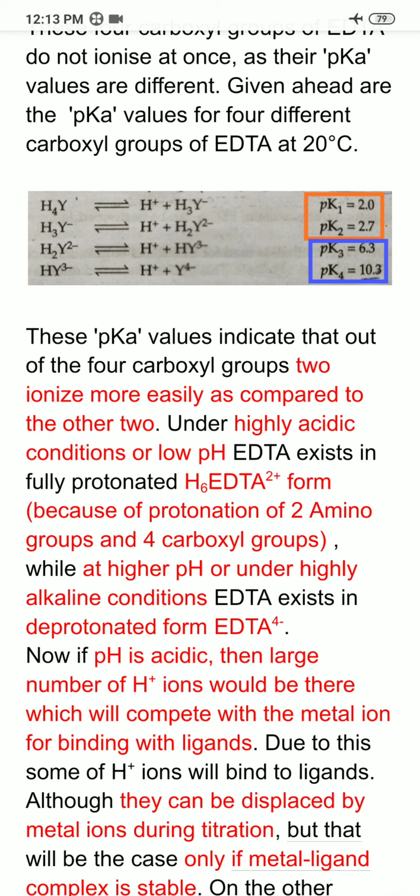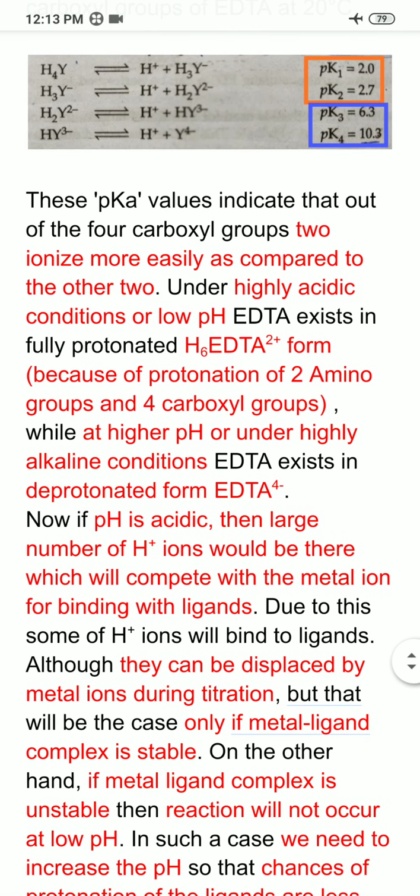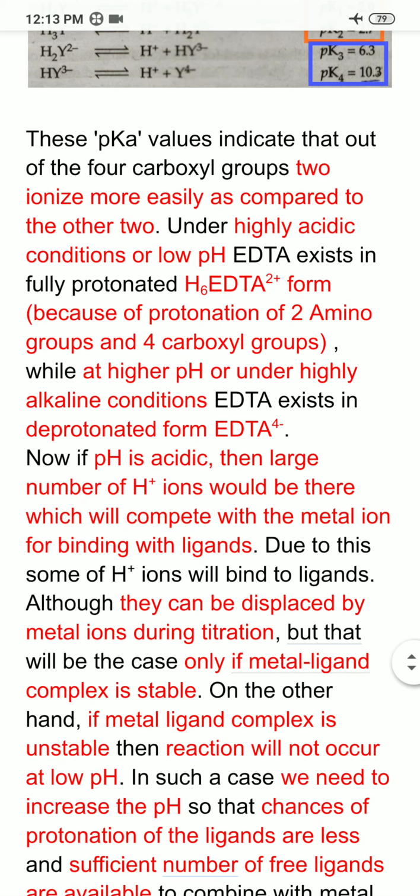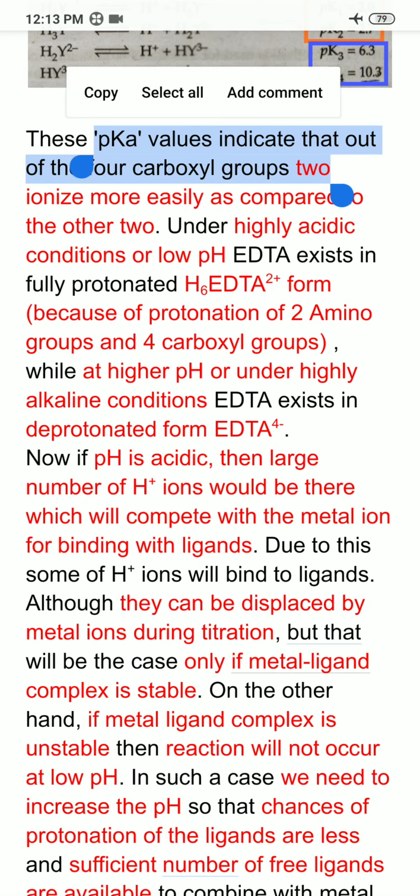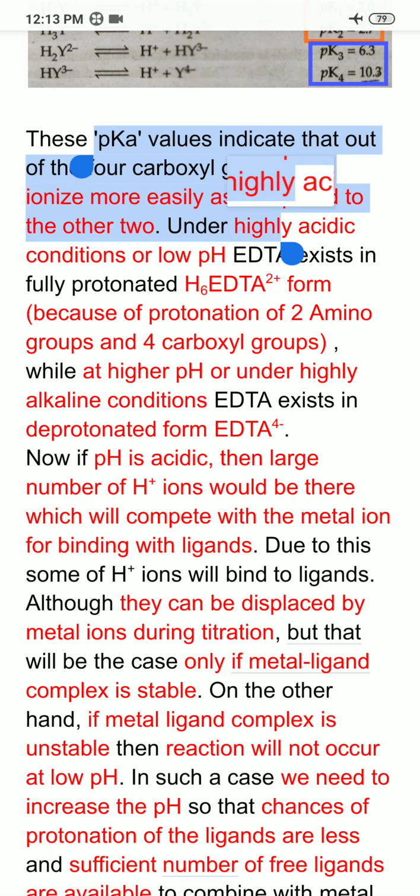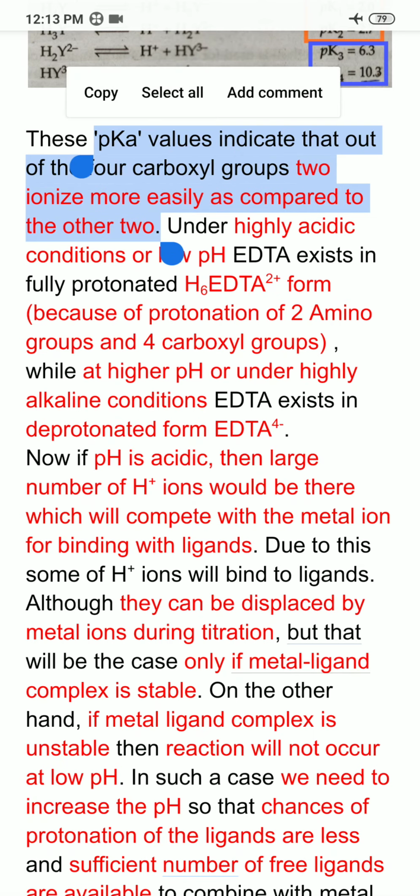2 ionize first and 2 do not ionize along with them. They are ionized later on under different conditions. So I can say that these pKa values indicate that out of the 4 carboxyl groups, 2 ionize more easily as compared to the other 2. Now how would they ionize?